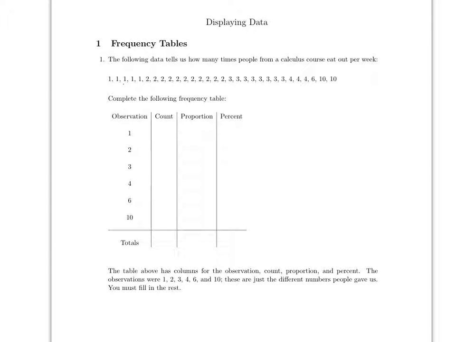The first method we have for displaying data is going to be frequency tables. Now, the reason frequency tables are so useful is they can be used with quantitative or categorical variables. So frequency tables consist of 4 different columns.